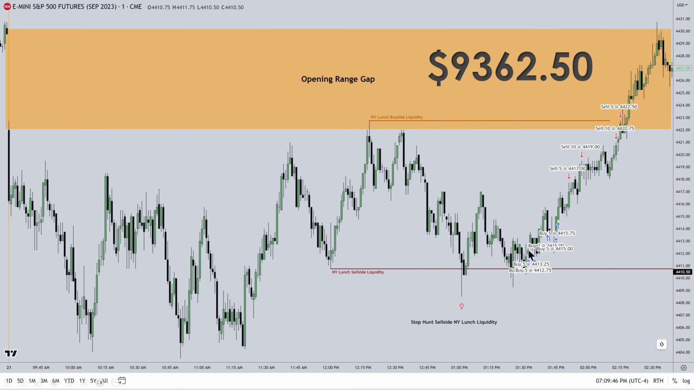I promise you, I'm going to take you into a 15-second chart where I utilize the information I'm going to show you here. What I saw was the market drop down below the initial New York lunch sell side liquidity. It's dropping down below here, and then I'm anticipating it to go up into that opening range gap. That's this shaded area up here. I don't need to show you an example where it goes all the way up there.